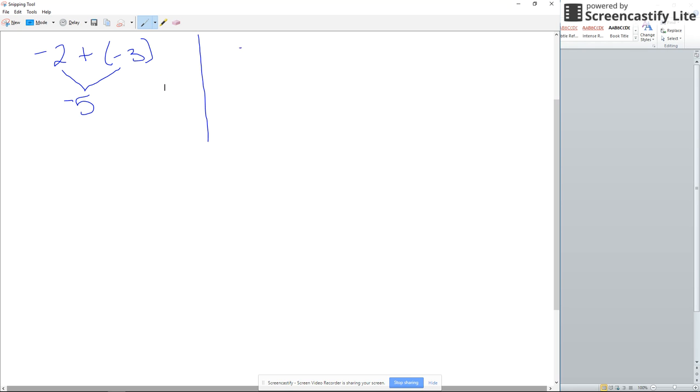If I had 5 plus -2, these are different signs. 5 is positive, 2 is negative. I'm going to subtract and take the sign of the larger absolute value. In this case, 5 is more units away from 0 than -2. Okay? All right, let's say I have just 2 plus 3. Those are both positive. Add and keep the sign.